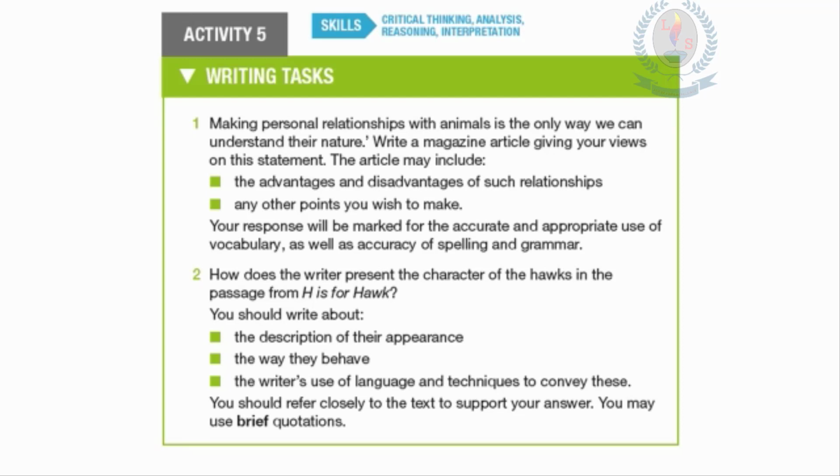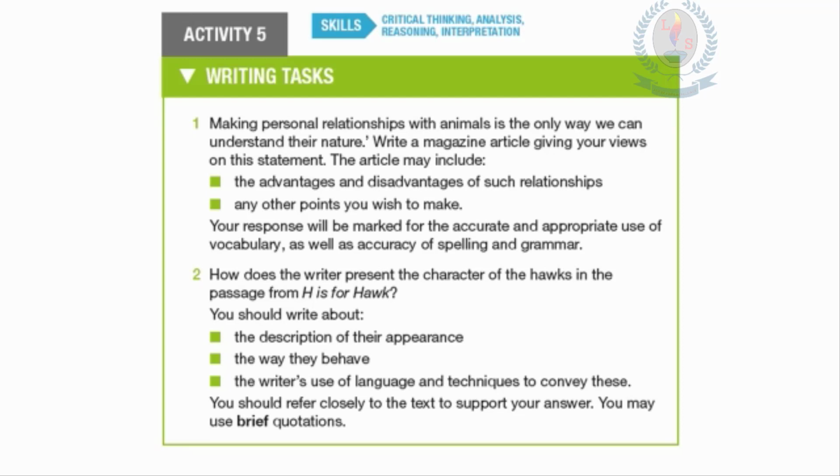Writing task 2: How does the writer present the character of the hawks in the passage from H is for Hawk? You should write about the description of their appearance, the way they behave, and the writer's use of language and techniques to convey this. You should refer closely to the text to support your answer. You may use brief quotations. Do both of these tasks.